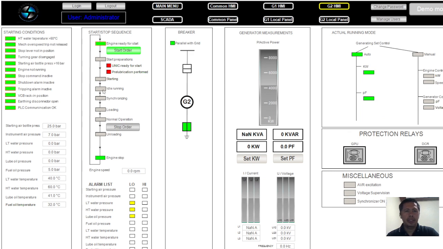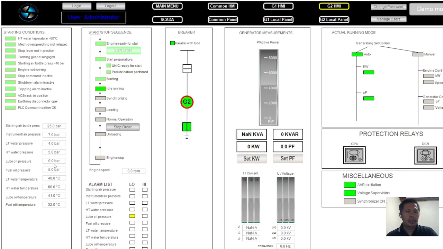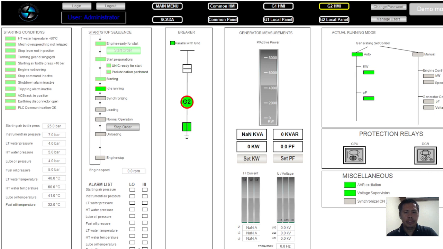Now we can start the engine. Start. Starting. So considering the engine is idle run. So now as an operator, you need to know what the pressure is if the engine is idle run. So let's say the LT pressure is around 4 bars and HT is 5 bars. And the lube oil pressure, let's say 4 bars. So now no more alarm.